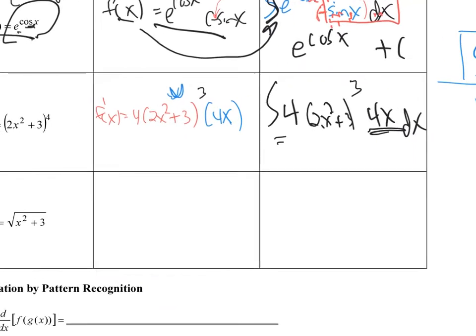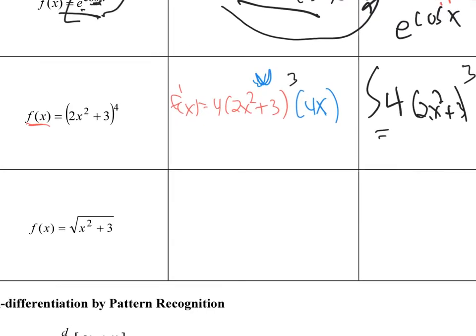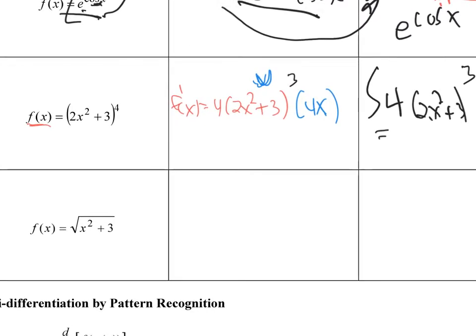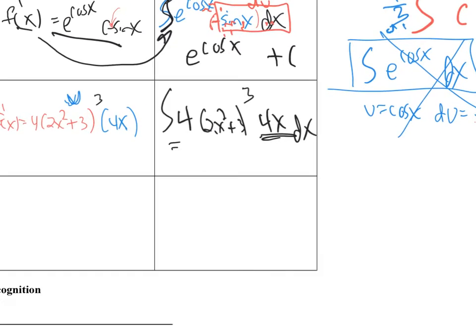Did I do my du right? Yeah, I did. 2x squared plus 3, all to the 4th power. It makes a lot of sense here. Now you might be wondering, would I have pulled out the 4? Probably, but you're going to be dividing by a 4 anyway, because that's the 4th power, so it's going to cancel it out anyway.